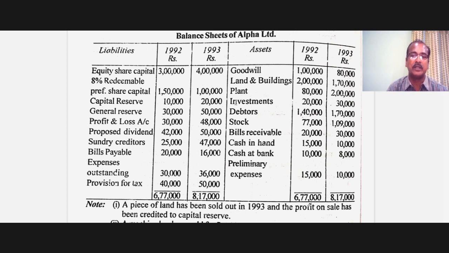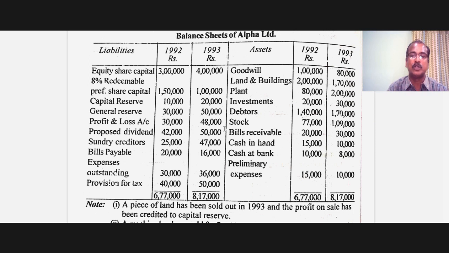Capital reserve, you find 10,000 rupees increase in capital reserve. Let us come to know what is the reason for it while we discuss about the adjustments in the problem. General reserve, you find again 20,000 rupees increase in the value of general reserve, which could have been appropriated from the current year profit. So it will be adjusted in the adjusted P&L account. Profit and loss account, opening and closing values of profits given in the problem.